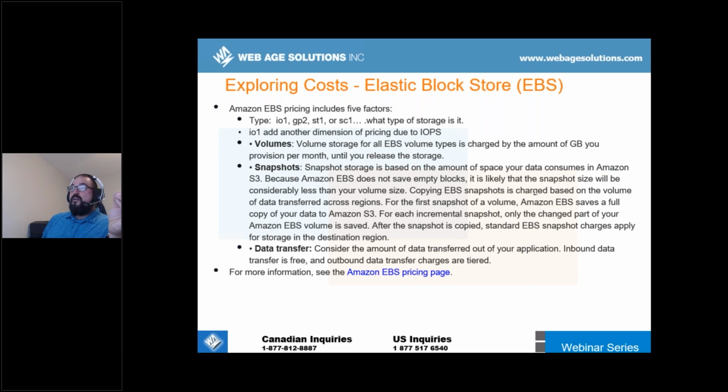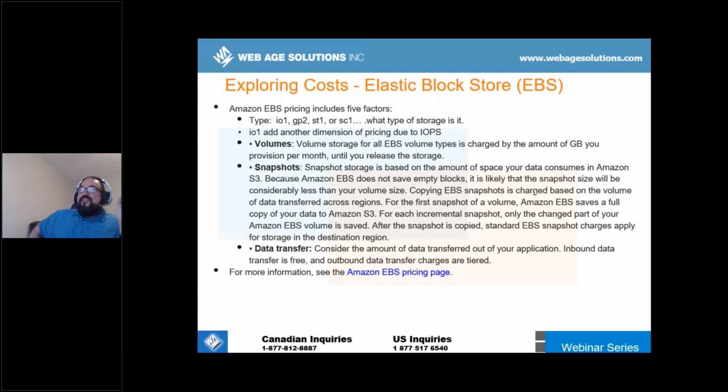If you back up the volumes and take snapshots, which by the way go to a hidden portion of S3 inside of your account, you will pay for that as well. Typically the snapshots are smaller because they're only going to snapshot or back up blocks that have data on them. If there's no data, they're not going to back it up. It's just going to be a compressed backup.